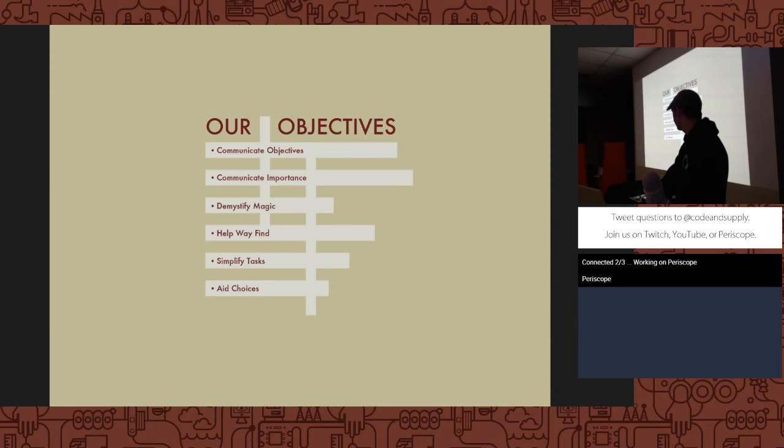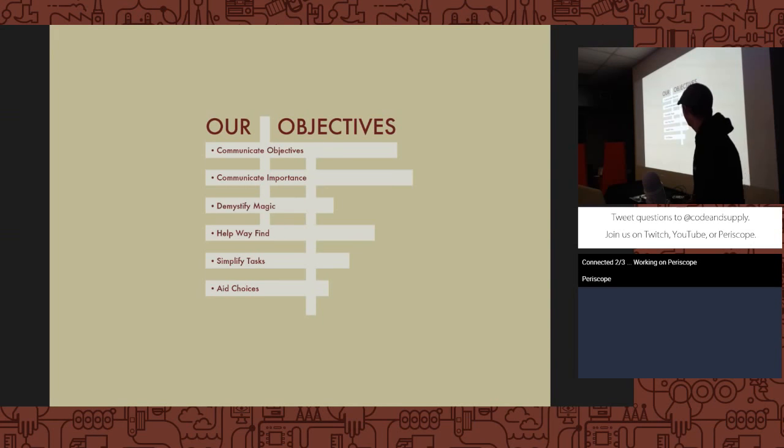Simplifying tasks. Colin was just saying that he wants to be able to pay his water bill online, and he's willing to pay more money to not have to send a check. So everything that we do is about simplifying tasks. That's pretty clear. And then aiding choices, so helping people decide what is the right thing to do at this place.